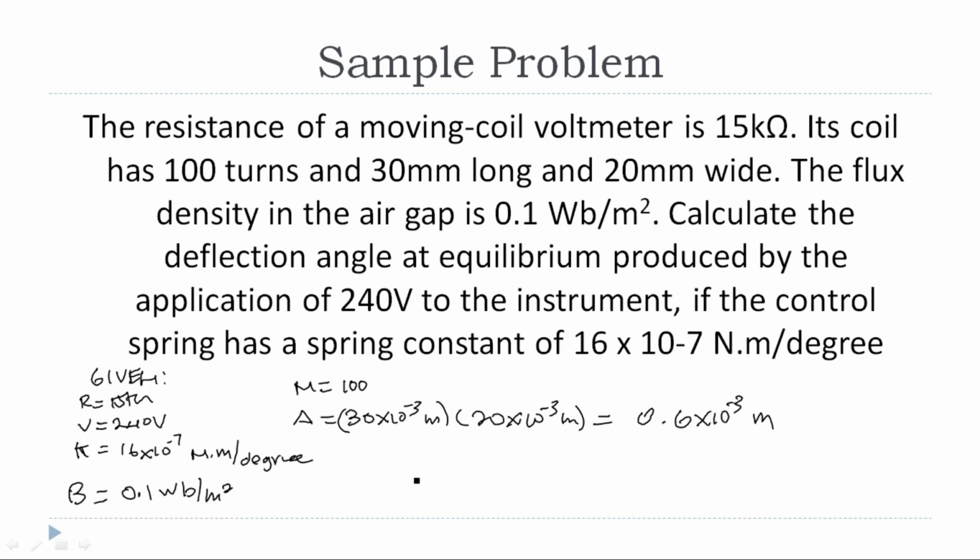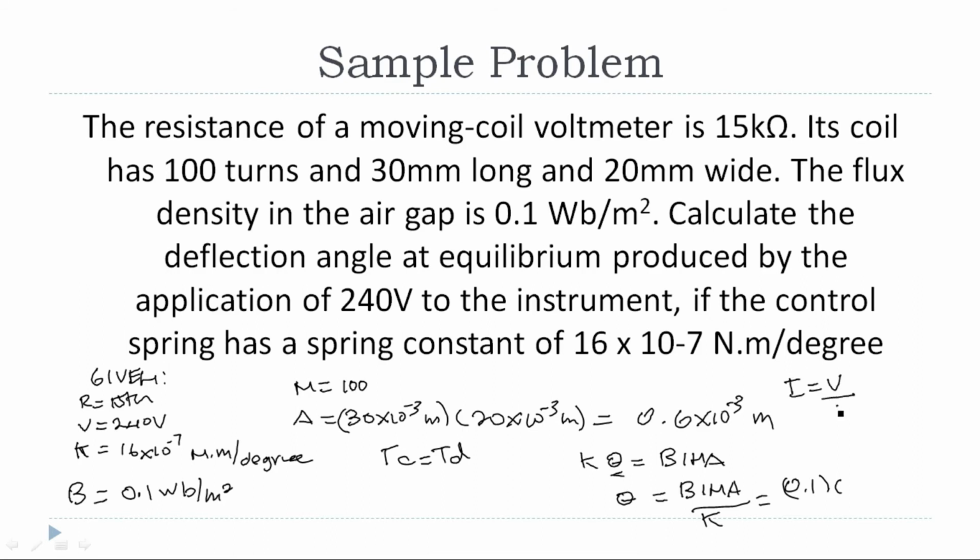Equilibrium is stated, so that means TC equals TD. So we equate our two equations: K theta for TC, the controlling torque, and for the deflecting torque, B times I times N times A. What we are looking for is the deflection angle, theta. So theta equals B times I times N times A divided by the spring constant. For the current, let's use Ohm's law: I equals V over R.